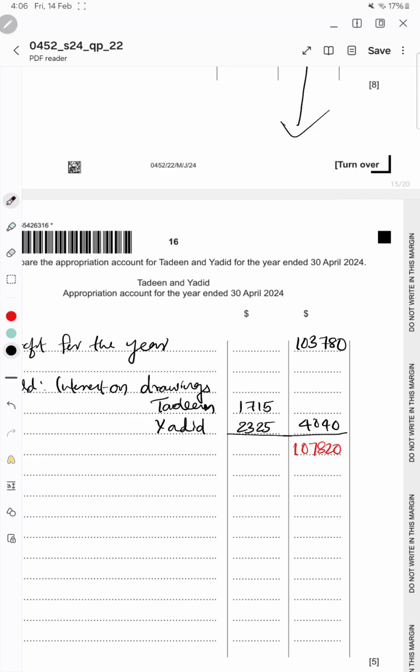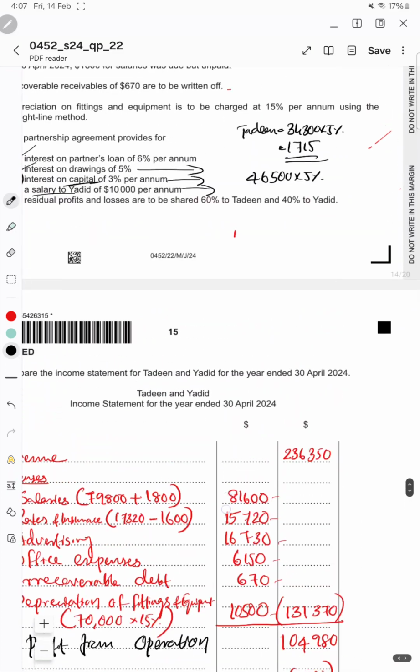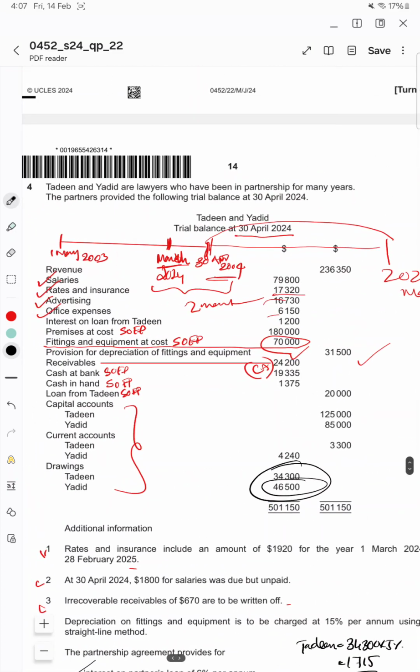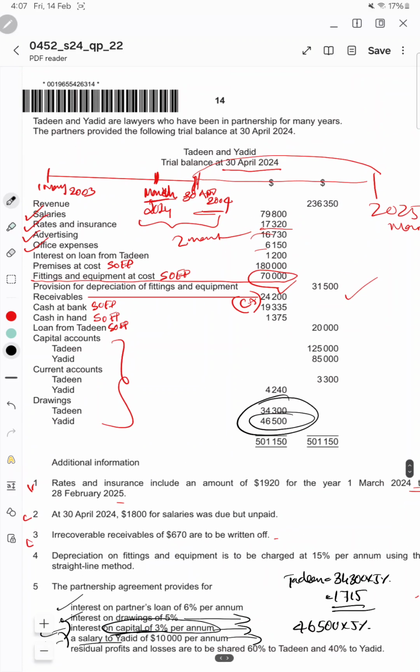So you will get 107,820. Now less interest on capital for both partners, Tadin and Yadid. How will we calculate the interest on capital? Check the capital value here. Interest on capital is how much percentage? Check it. Interest on capital is 3% per annum, isn't it? So on the capital account balance we need to calculate 3%.